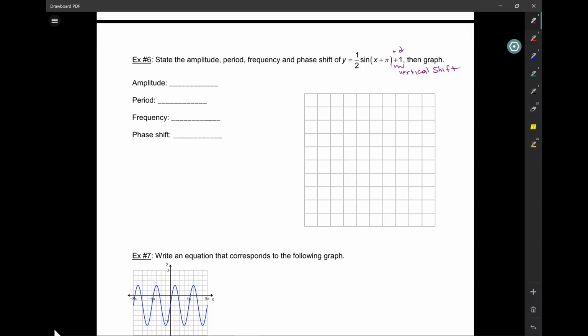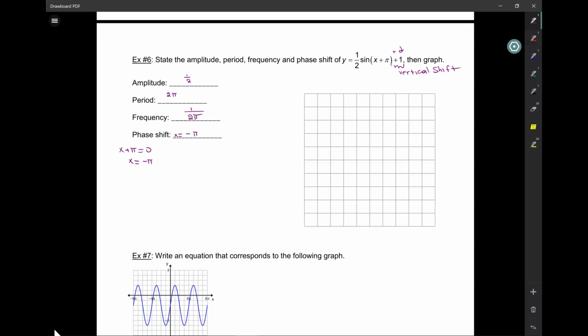Now, the amplitude for this function is how much? 1/2. The period is 2 pi over 1, because b is 1, so that's just 2 pi. Frequency is 1 over the period, 1 over 2 pi. Phase shift: I take x plus pi, set it equal to 0, so x is negative pi.